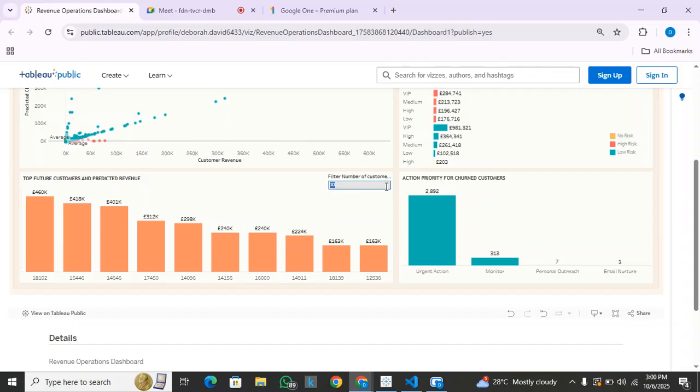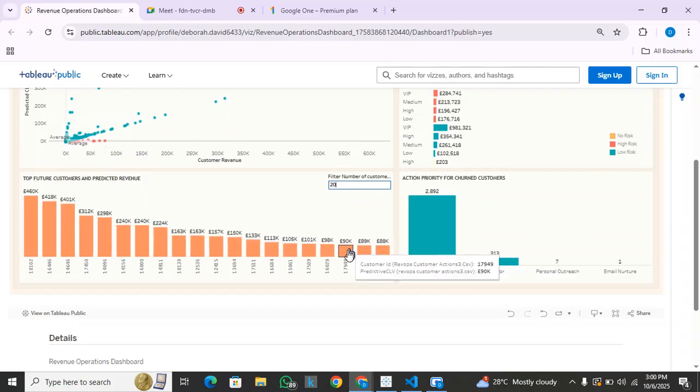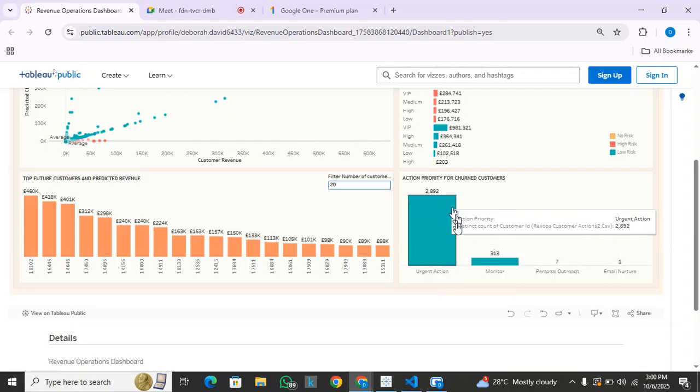So you could filter the number of customers. If you want to see 20 of them, you could do that to see how much they are bringing in, to be able to place a certain kind of value on them. And this is the action priority for churned customers. With these customers, a large number of the churned customers need urgent action. And then just 7 need personal outreach, 3 need to be monitored, and 1 to be nurtured.